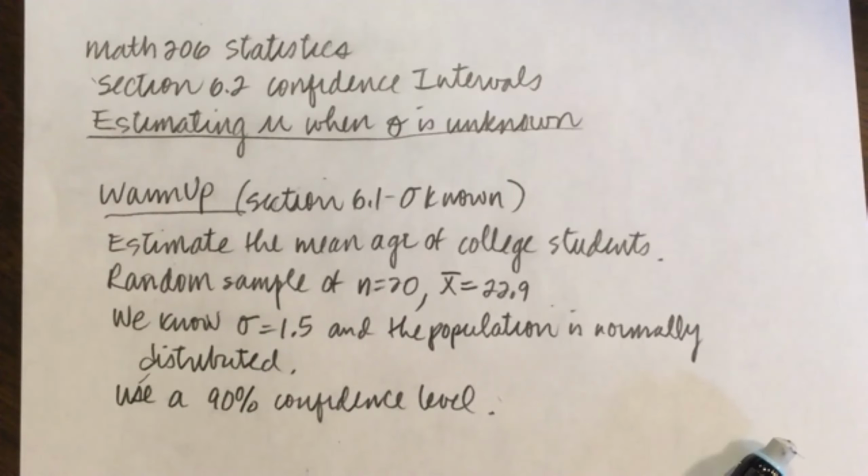So 6.2 is the more realistic case. The reason we did 6.1 first is because it's a little bit easier to get your head wrapped around, and then we'll talk about how they differ in section 6.2 today. That's our plan.